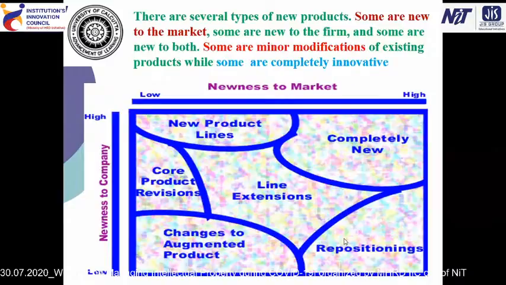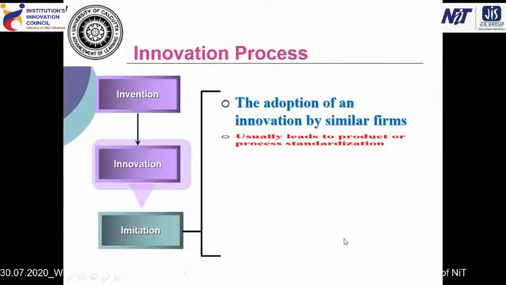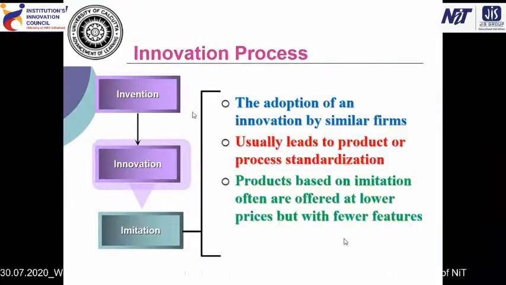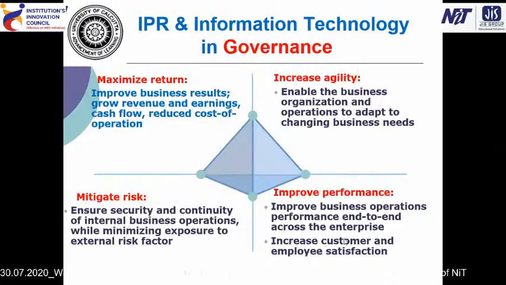So, and the next, this is invention, innovation, imitation. The adoption of an innovation by similar firms usually leads to product or process standardization. Products based on imitation are often offered at a lower price, but with fewer features, and better features also come in the earlier one.